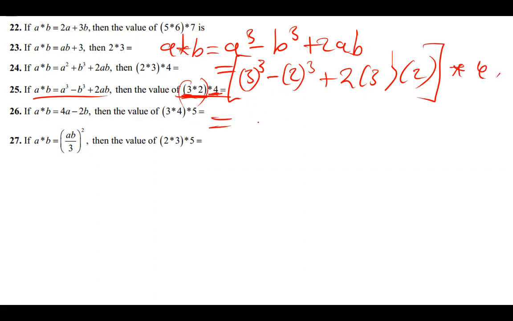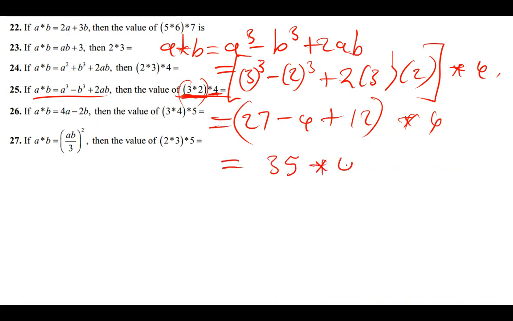So 3 to the power 3, this is 27, minus 4, then plus 6 times 2, 12. Then say star 4. So we have 27 minus 4, that's 23. 23 plus 12, that's 35. So we have 35 star 4.